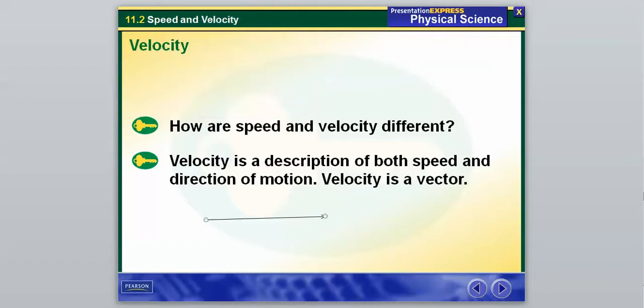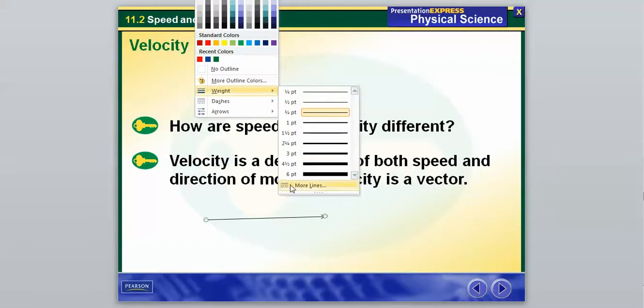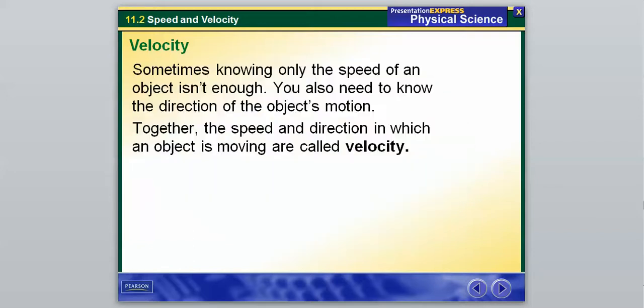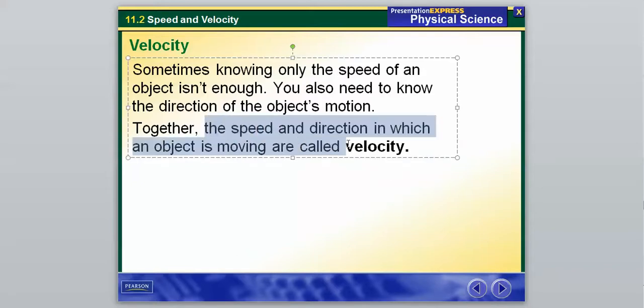So this is a vector, remember, and then if I added 35 kilometers above it, that's my velocity, 35 kilometers to the east, or 35 kilometers to the right, 35 kilometers in that direction. So that is what velocity is. It is a vector. So sometimes knowing only the speed of an object isn't enough. You also need to know the direction of the object's motion. Together, the speed and direction in which an object is moving are called velocity. So make sure you have the definition of velocity written down.